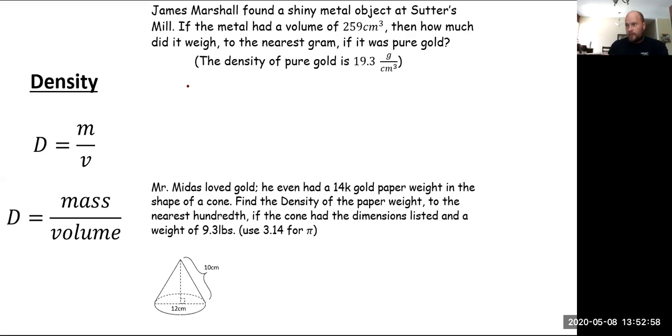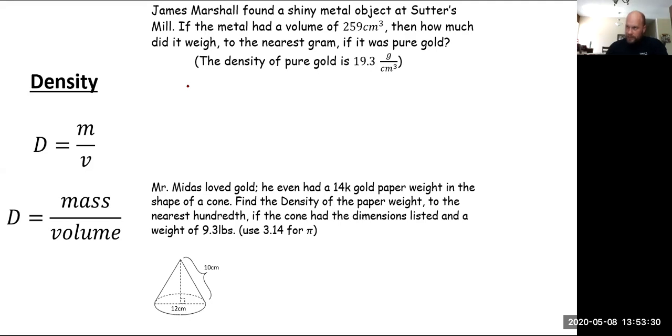Now, for the first question, it says, James Marshall found a shiny metal object in Sutter's Mill. If the metal had a volume of 259 centimeters cubic, then how much did it weigh to the nearest gram? And it says if it was pure gold. So I'm giving you also the density of pure gold. So we're going to find out what it should have weighed if it was pure gold.